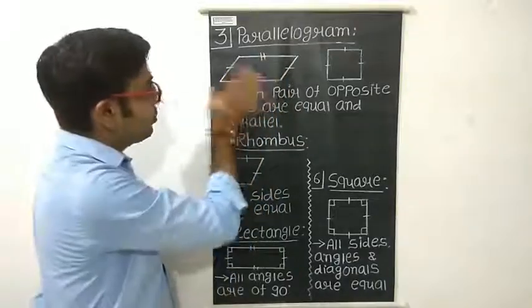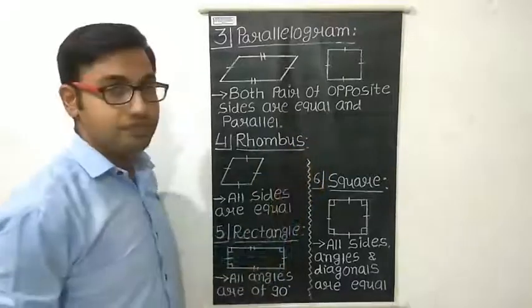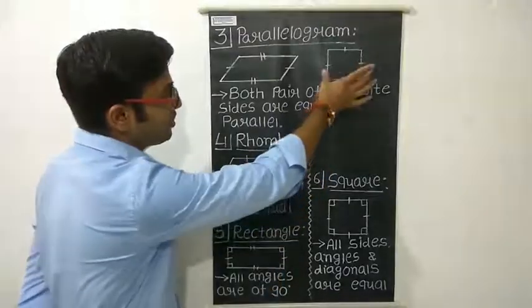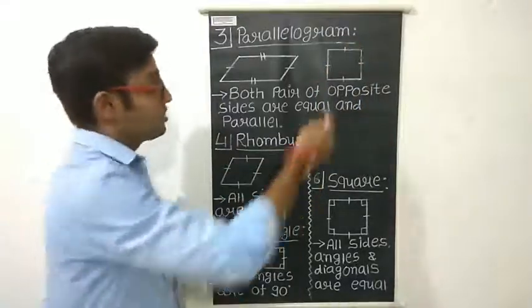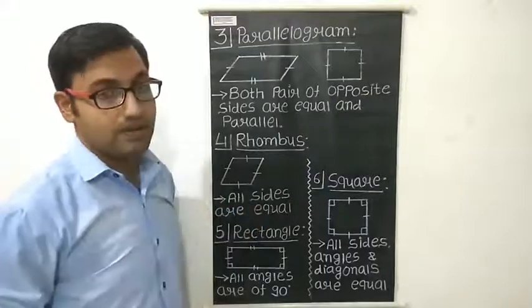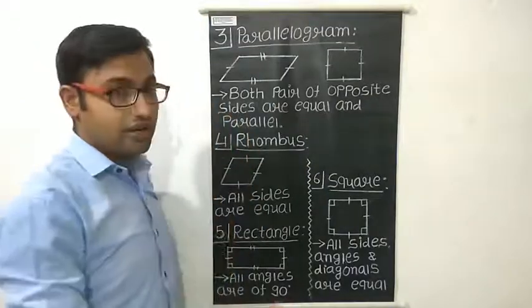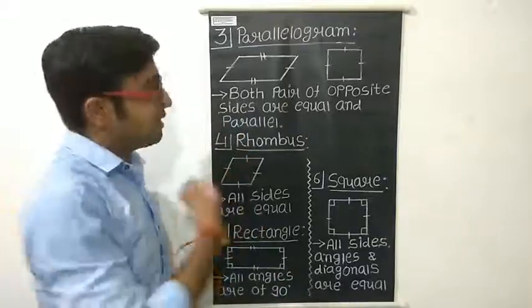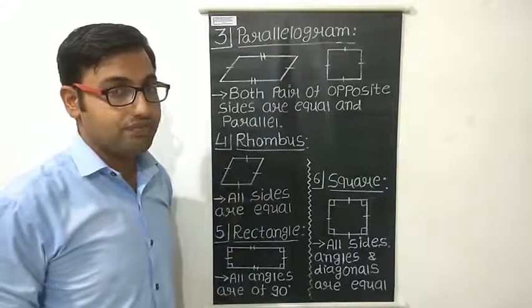And they must also be parallel. Notice this shape: both pairs of opposite sides are equal and also parallel. So this shape is also, we can say, a parallelogram. Okay, so this is the least required condition to have a parallelogram, that both pairs of opposite sides must be equal and parallel.